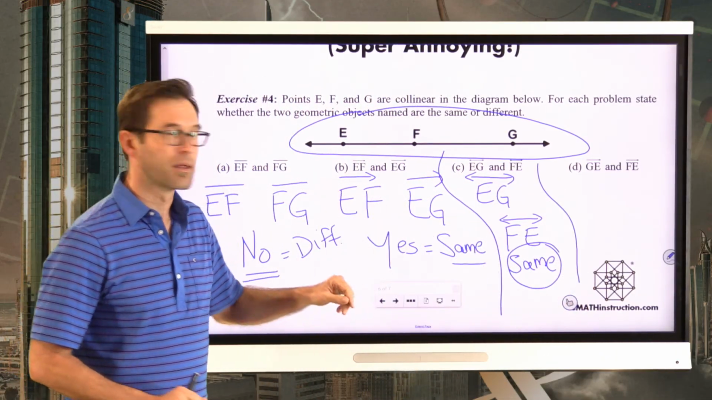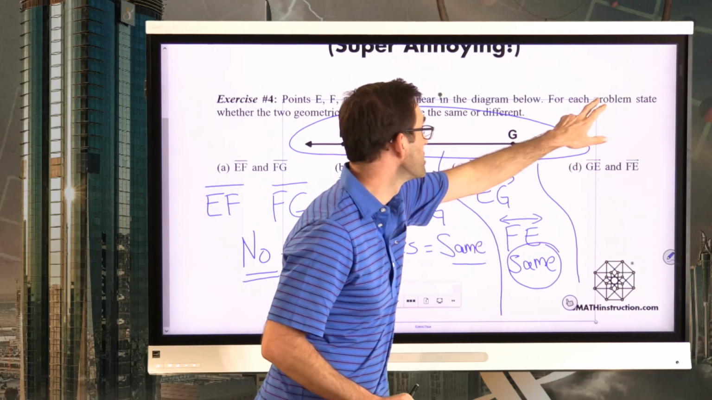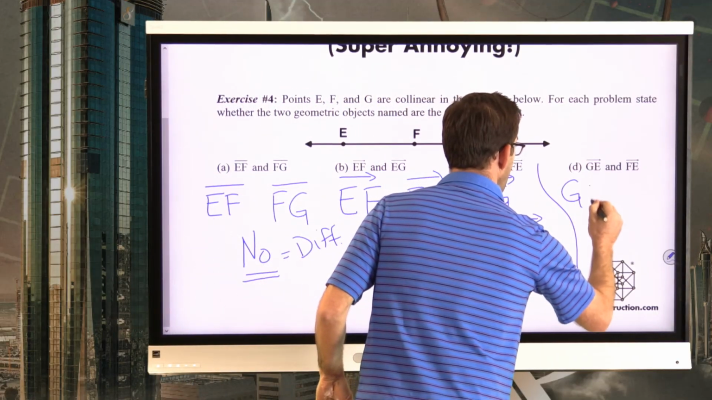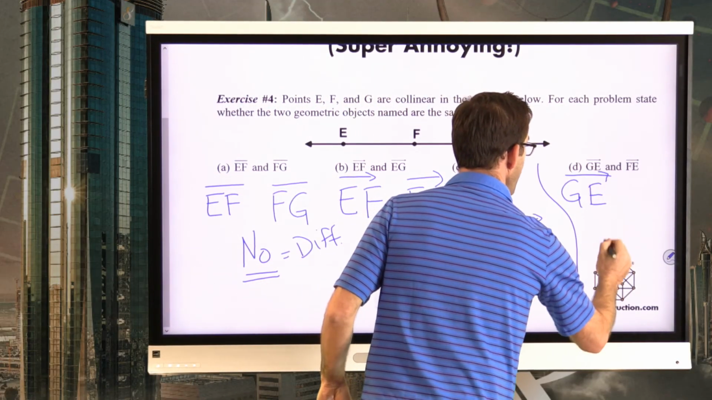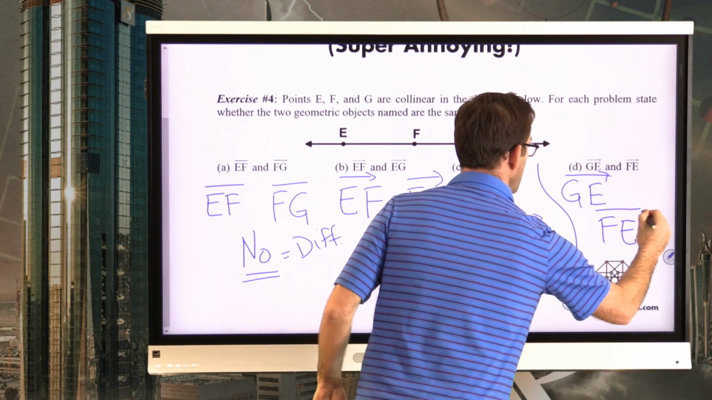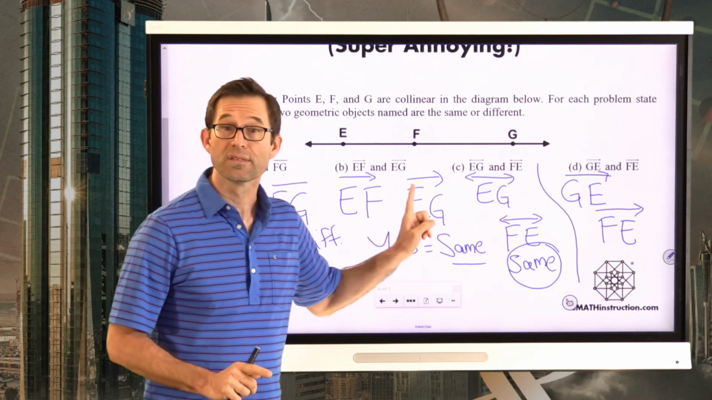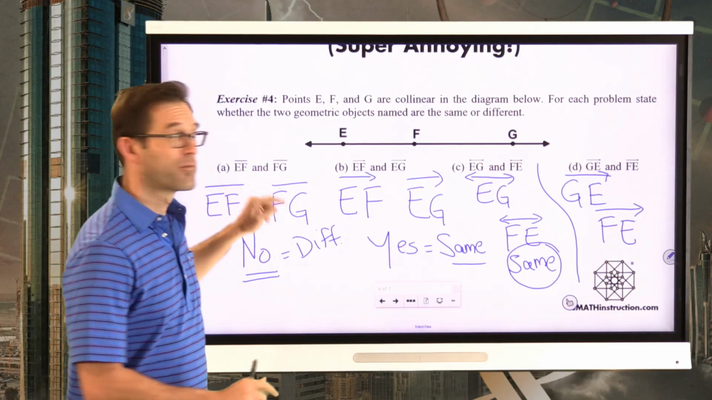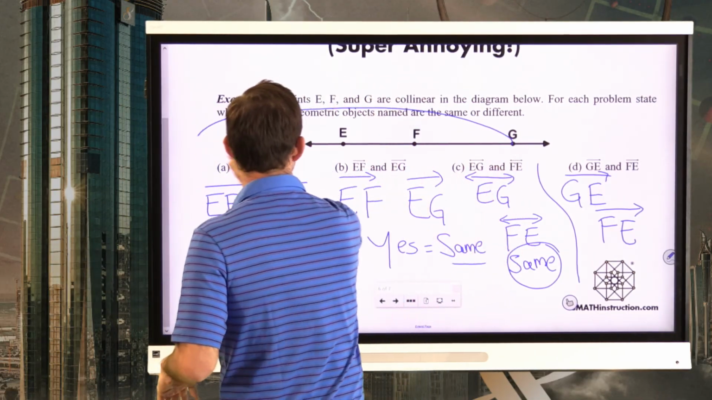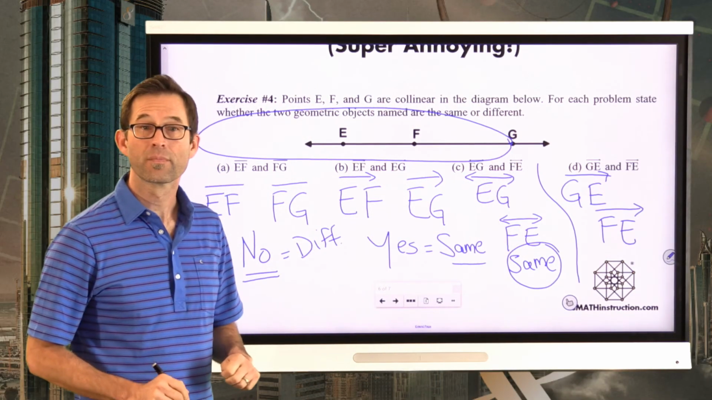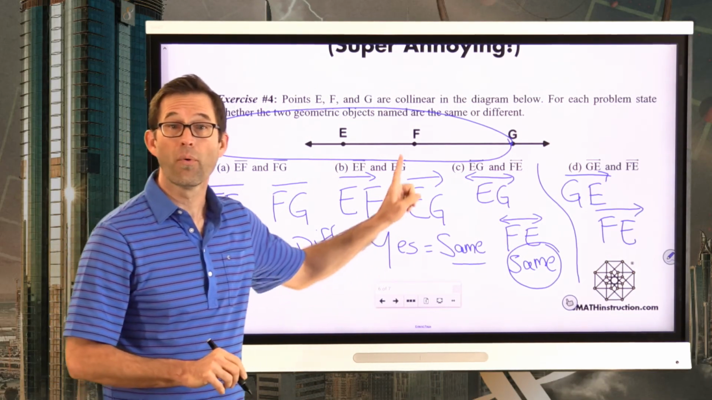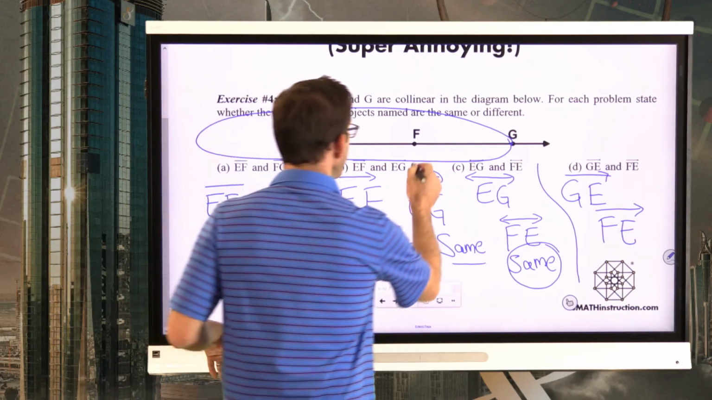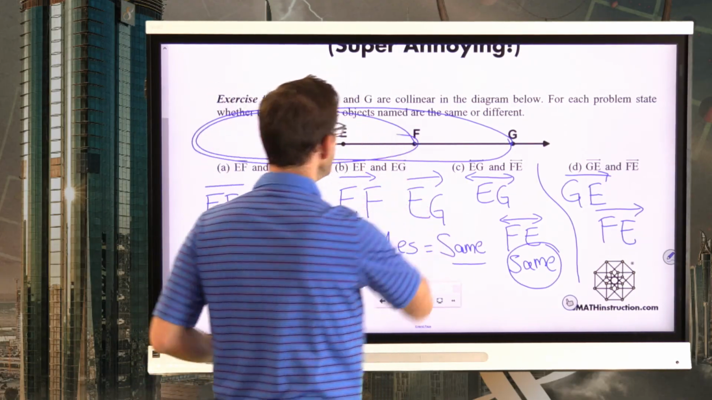All right, let's take a look at letter D, where we're back to two rays, ray GE and ray FE. Ray GE is this collection of points that starts at G, passes through E, and goes on forever. So ray GE is all of these points. Ray FE is the collection of all points that starts at F, passes through E, and goes on forever. So ray FE would be all of these points.